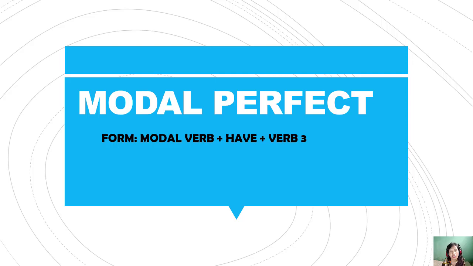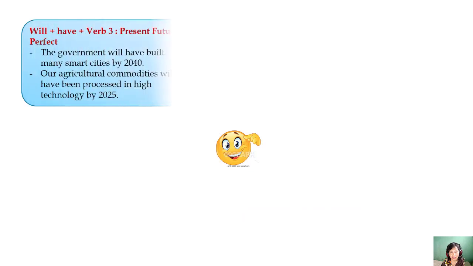I hope so. Okay, let's learn modal perfect. The form is modal verb, with can, may, must, should, plus have, plus verb 3. Okay, first, will have plus verb 3 to show present future perfect.